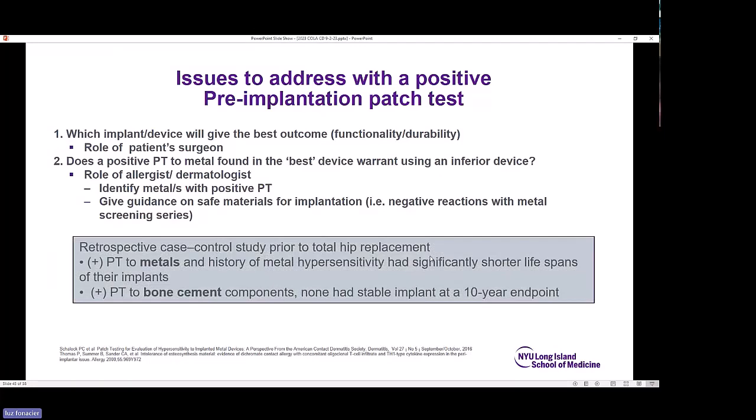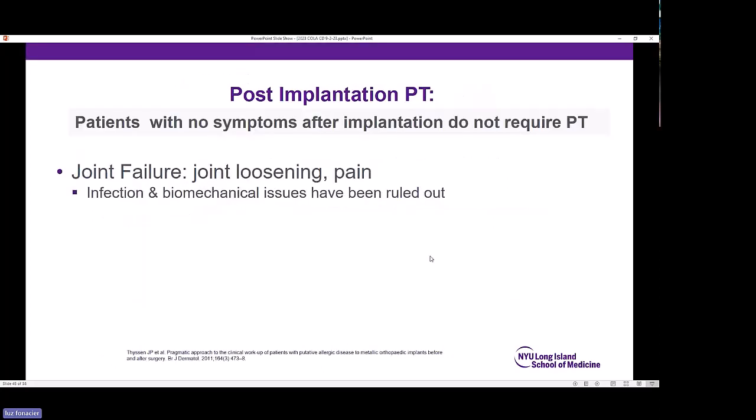There's a retrospective case control study of prior hip replacement. Patients with a positive patch test and a history of metal hypersensitivity have significantly shorter lifespan of their implants. There is no prospective study, however, for this, and so this is currently in need of more research.